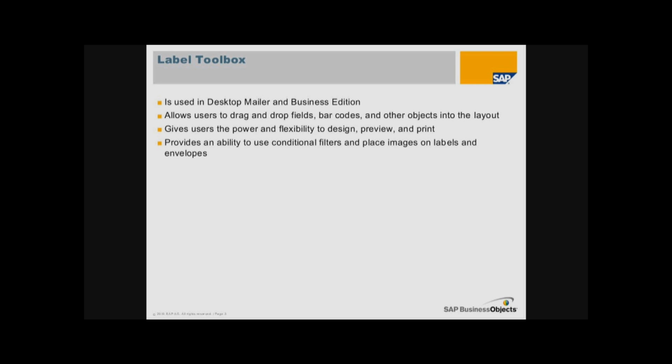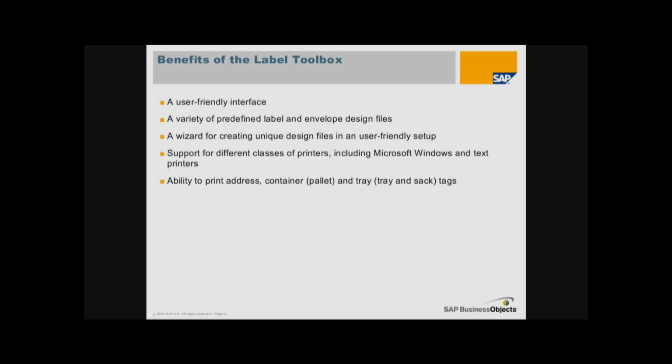As I mentioned, the Label Toolbox is a utility within Desktop Mailer and Business Edition. It gives users the ability to design, preview, and print both address labels as well as container and tray tags and pallet placards. Users can create and edit these by dragging and dropping fields, barcodes, and other things such as text fields or graphics right onto the design file. It also gives users the ability to additionally put filters or images on labels and envelopes, as you're going to see. I'll show you that during the presentation.